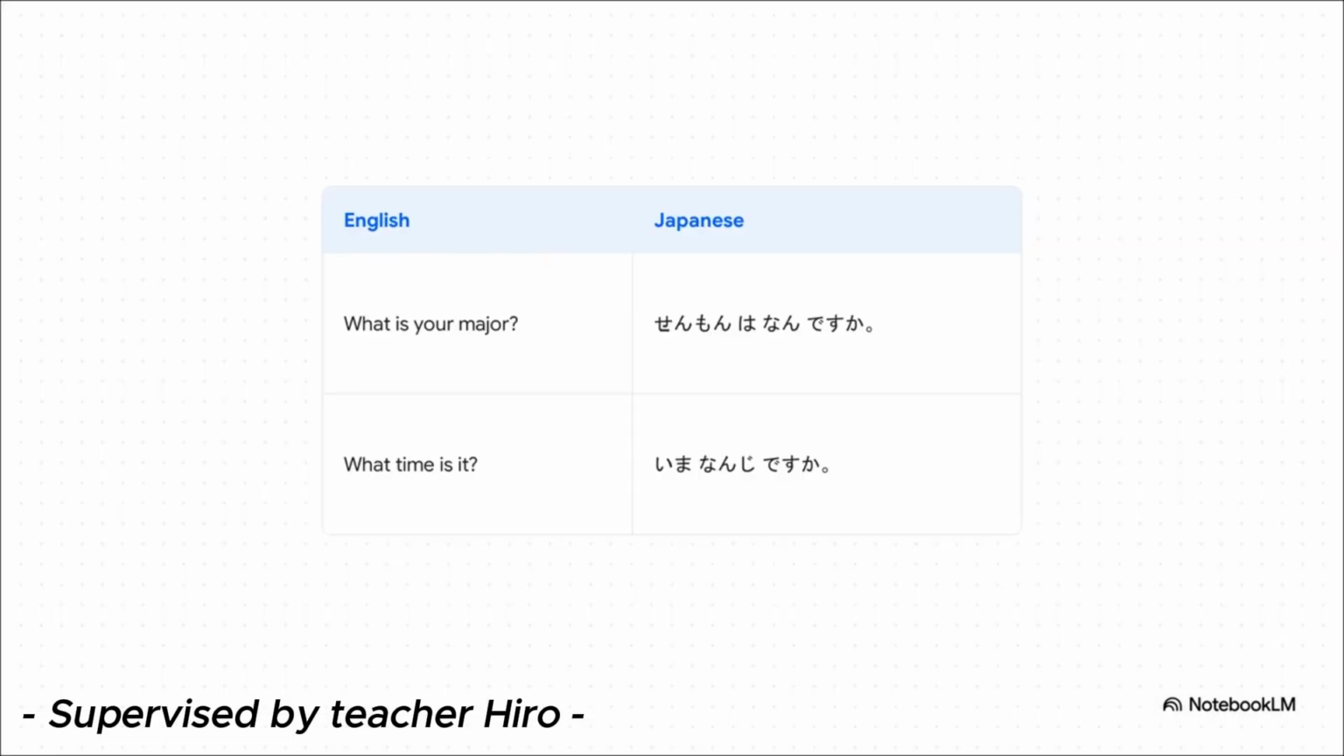Just look at these examples. For "what is your major," the Japanese word for "what," which is nan, just sits right in the middle of the sentence. The only thing that makes it a question is the ka at the end. It's the exact same for "what time is it." The core sentence is built, and ka simply comes along at the end to finish the job.